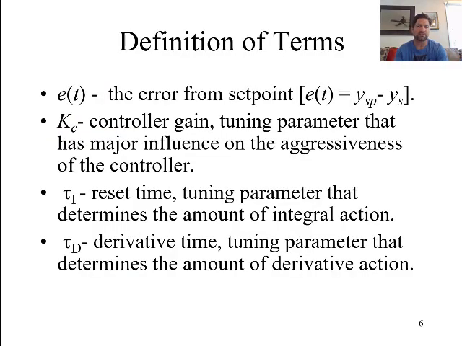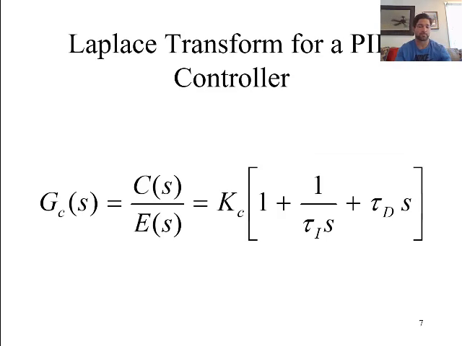All right, this next term just defines the terms that we've already discussed. From the previous slide, I showed you the general form, the position form of the PID algorithm. We can go through and derive the transfer function for the controller like we did previously.